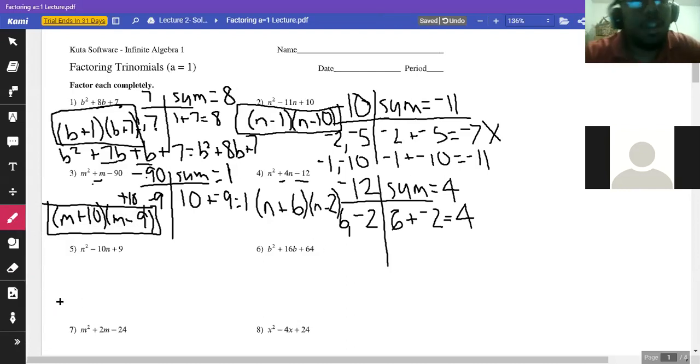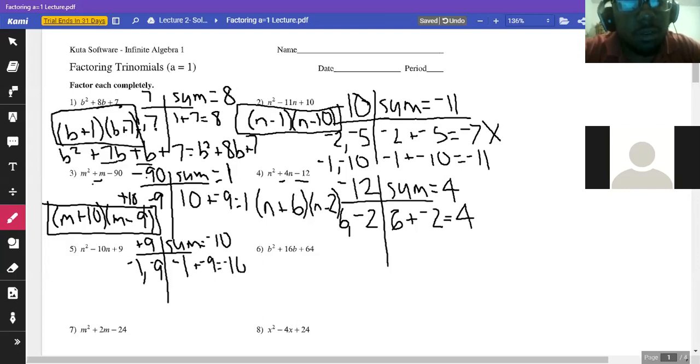Okay, what about number 5? I'm trying to find two numbers that multiply to give me +9, and if I add them together, give me -10. So there I go again. I need two numbers that multiply to give me a positive number. So I know the signs are going to be the same, but they have to add to give me a negative number. So I know that both of them are going to be negative. And the only two numbers that'll work are -1 and -9. Because if I add -1 and -9, I get -10.